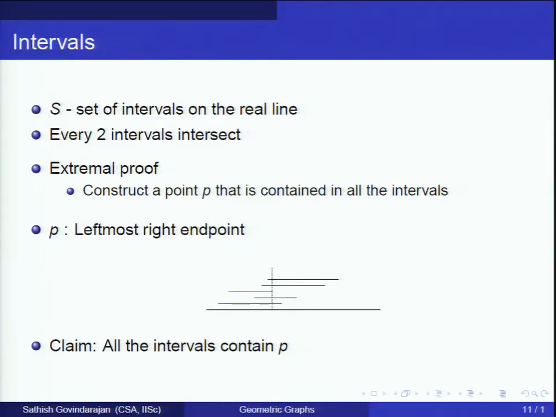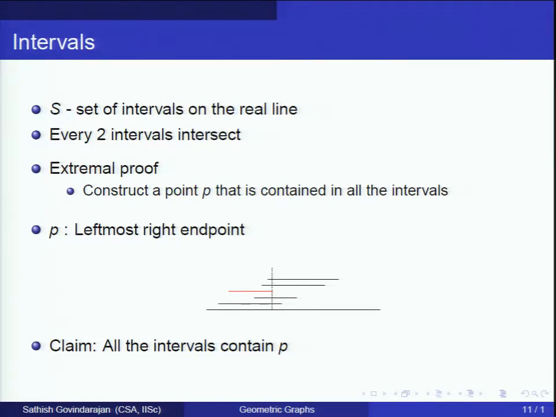Is it clear how I have defined the point P and what I have to prove? I have defined the point as the right end point which is the leftmost, which is exactly this point. And I want to claim that all the intervals will contain this point. How do I prove that? If an interval does not contain P, it should start later than this ends.